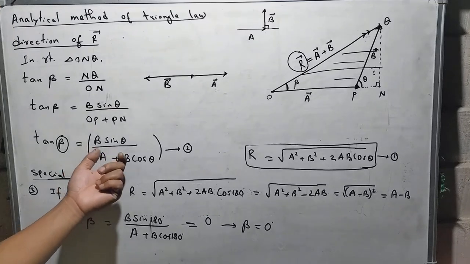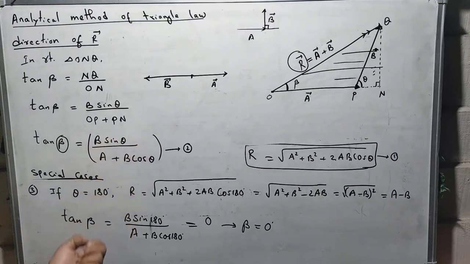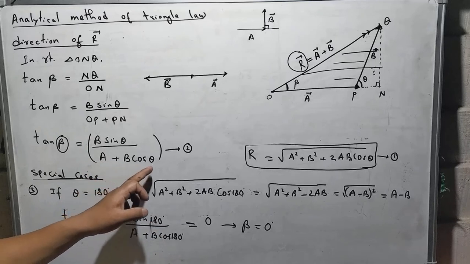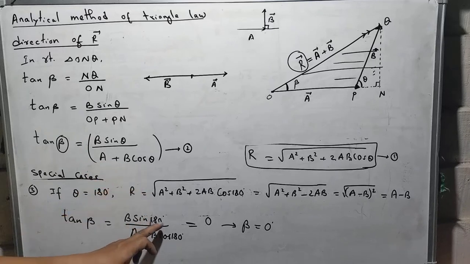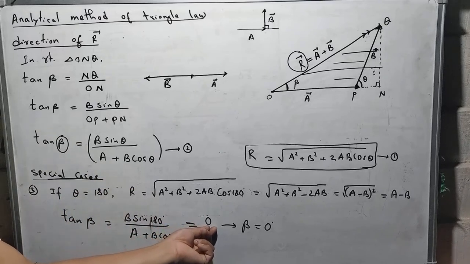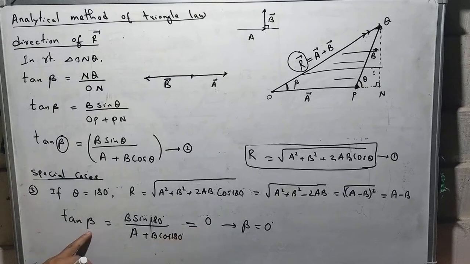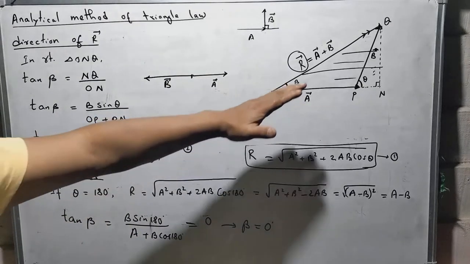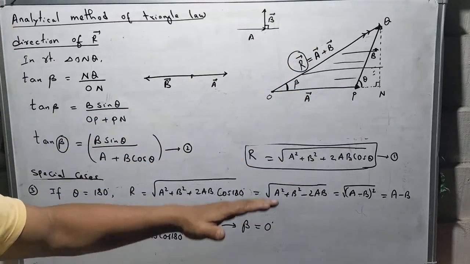Okay, so that will give you the magnitude of the resultant vector. And the direction of the resultant vector can be found from equation 2, that is tan beta equal B sine, in this case 180 degree, upon A plus B cos 180. We know sine 180 is 0, so when the numerator is 0, automatically the answer comes out to be 0. So when tan beta is equal to 0, it means beta is equal to 0 degree. Okay, so beta equals 0 degree here, right?